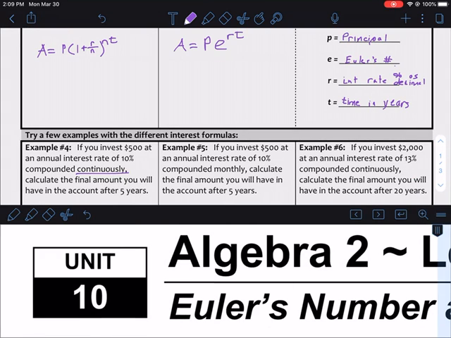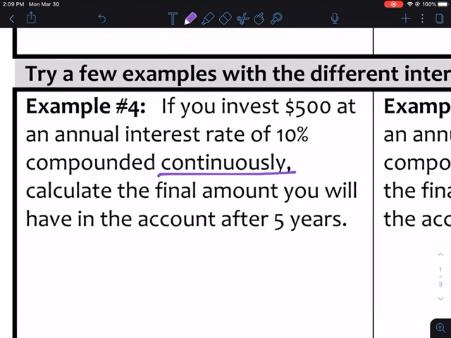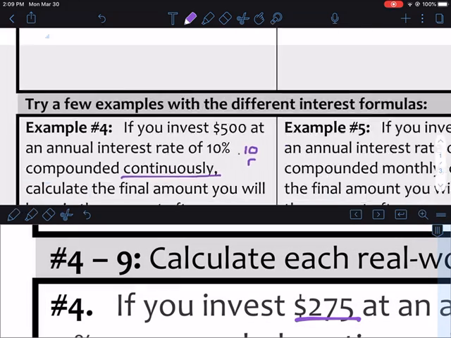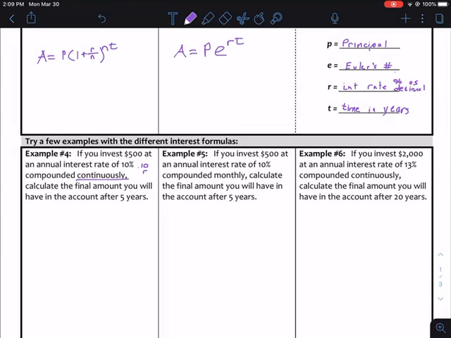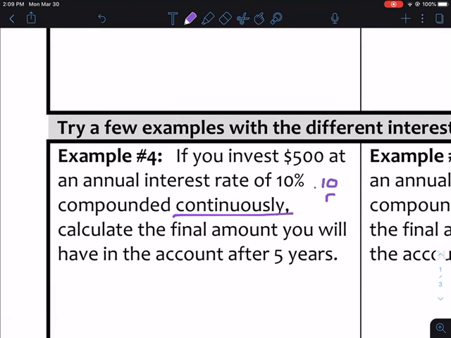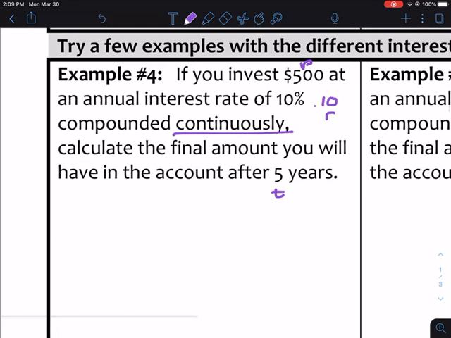Okay, so we have 10% as a decimal. It's going to be 0.10. That's going to be my rate, that's going to be my R. 500 is the amount I'm starting with, so that's my P. And then 5 years is going to be my T. Okay, and E is just a number. So A is what I'm trying to find, the amount in the future, times the P. E is just a number. R and T, rate and time.